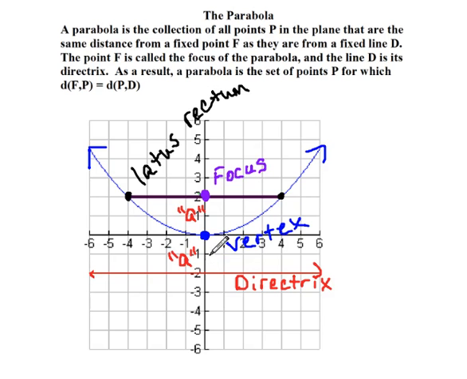Now also, because of symmetry and because of the way that these things are set up, there is a 2A distance from the focus out to the endpoint of the latus rectum on either side, which makes the entire length of the latus rectum 4A units.